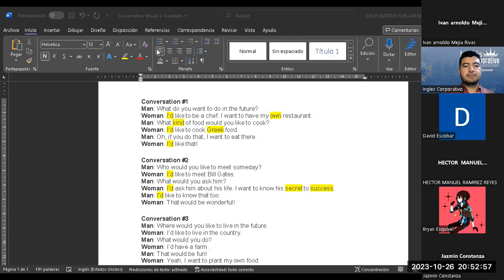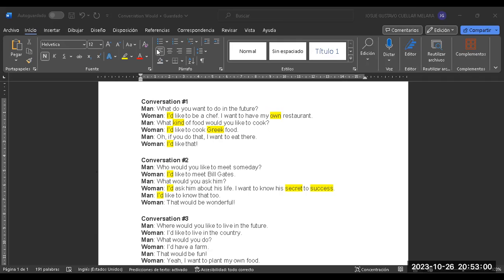Who would you like to meet someday? I'd like to meet Bill Gates. What would you ask him? I'd ask him about his life. I'd like to know that too. That would be wonderful.